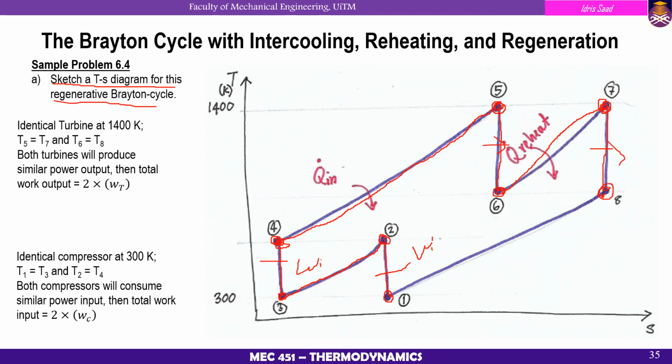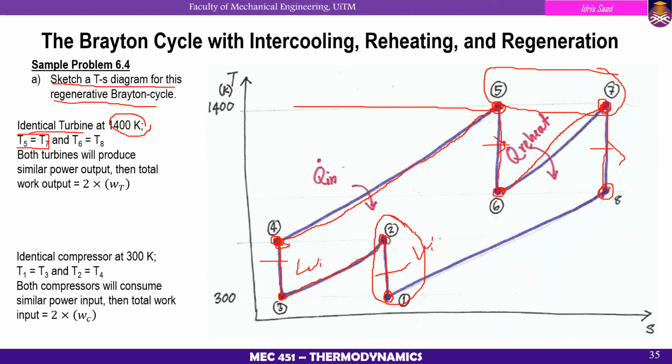So in order to simplify, we just calculate the work input for one compressor, and then we multiply by 2 to get the total work input. So, identical turbines at 1400 Kelvin. That means T5 is equal to T7.